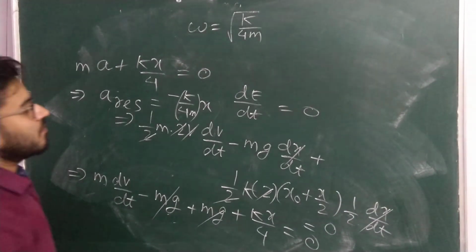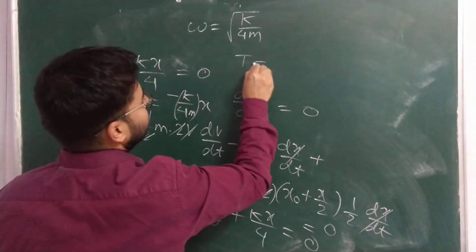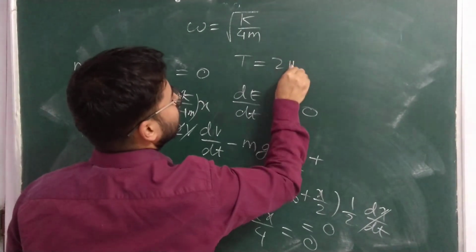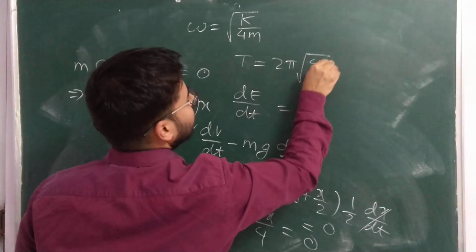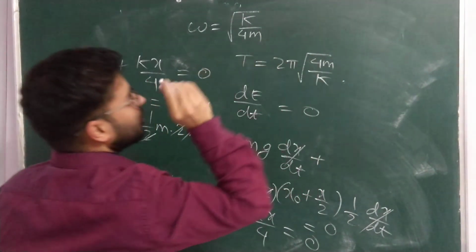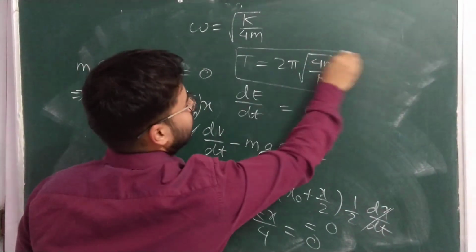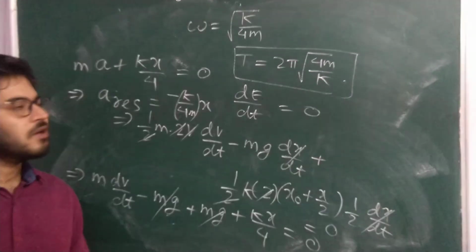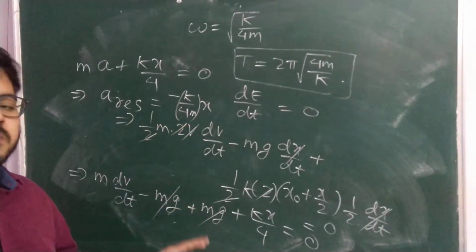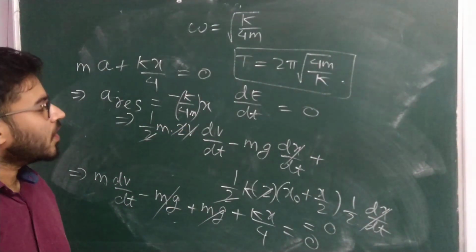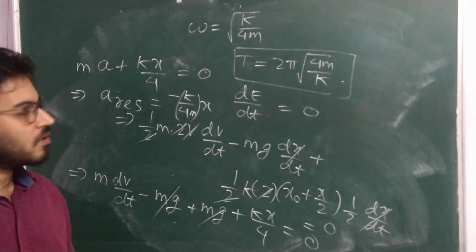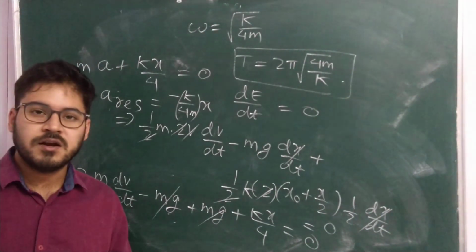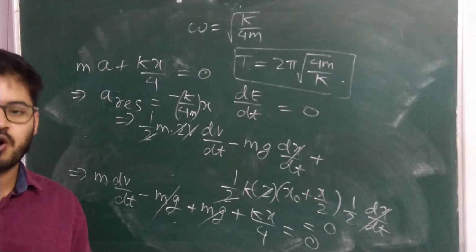If omega is this much, then what is the time period? Time period is 2 pi root over 4m by k. Now this is the time period of oscillation of the system. Okay, so you can see how the energy method can be utilized to find the time period of systems. Of course, it's only valid if the energy is not getting lost.